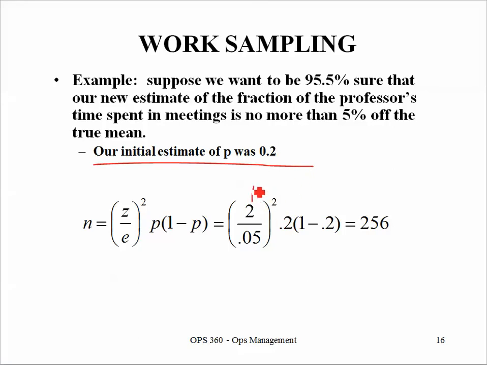So there's our z-score. That's our maximum percentage error we want to be off by. There's our initial estimate of the fraction of time that the professor was spending in the meeting, and we do the math and we get 256. So we could require a lot of observations. We're going to have to record the professor's activities for another couple weeks if we want to get that many observations to justify our estimate of the professor's time that he is spending in meetings.